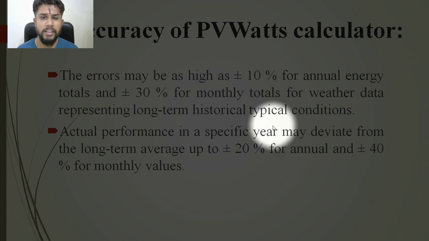The errors may be as high as plus or minus 10% for annual energy totals and plus or minus 30% for monthly totals for weather data representing long-term historical typical conditions. As the weather data is changing as per the current modernization or revolution in industry, the amount of generation being estimated utilizing this tool may vary in a huge amount or in high percentage.